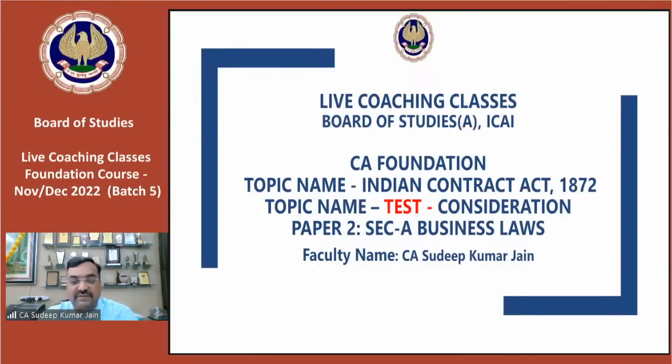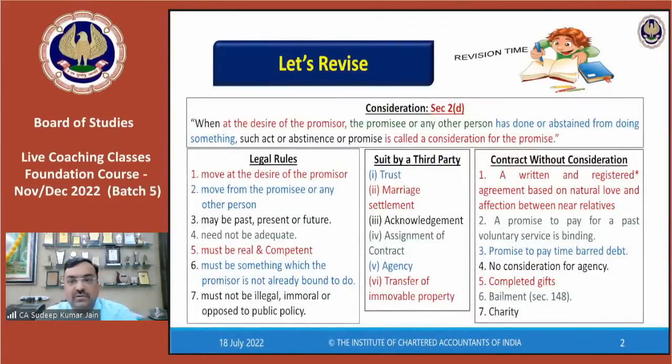But before the test, we will have the revision of Unit 2, Consideration. So Section 2, clause (d), what does it define? Consideration: when at the desire of the promisor, the promisee or any other person has done or abstained from doing something, such act or abstinence or promise is called consideration for the promise. So consideration means something in return, right? It may be an act, it may be an abstinence, it may be a reciprocal promise, right? Yes, it may be a written promise.